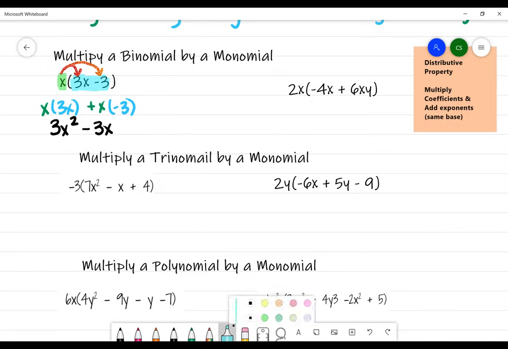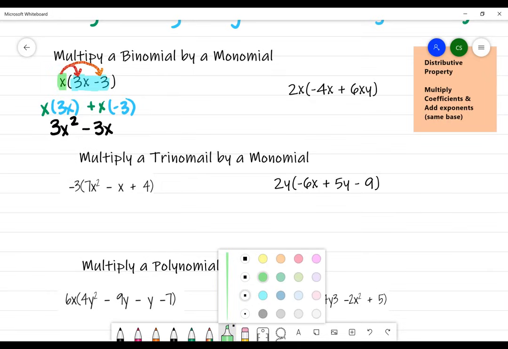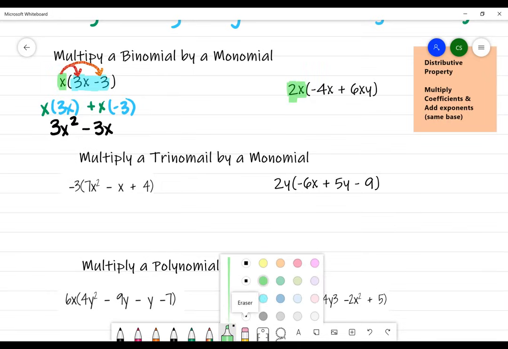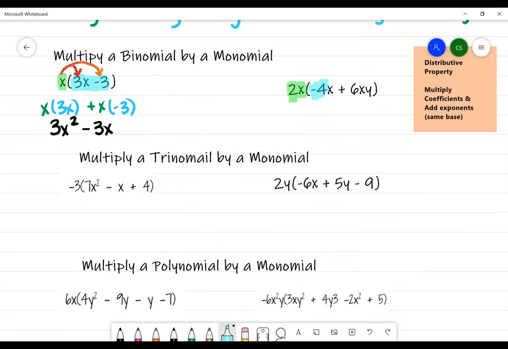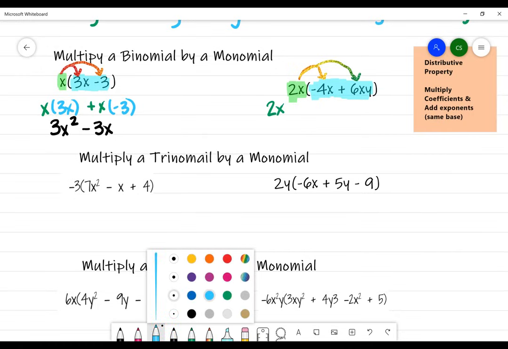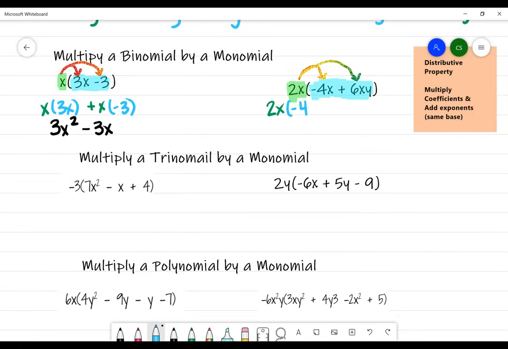Next case, I have my outside term of 2x, and I'm going to multiply it to every term on the inside of my binomial. So I'm distributing 2x to negative 4x and 2x to positive 6xy. So 2x times negative 4x, I'm taking the outside term and I'm multiplying it to every term on the inside.